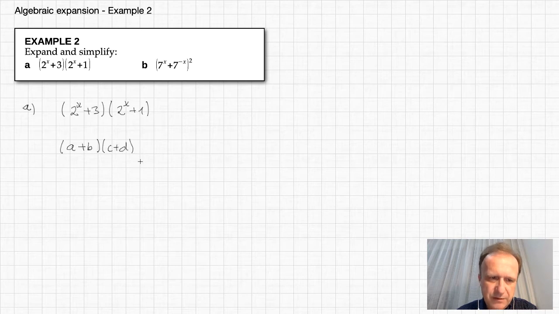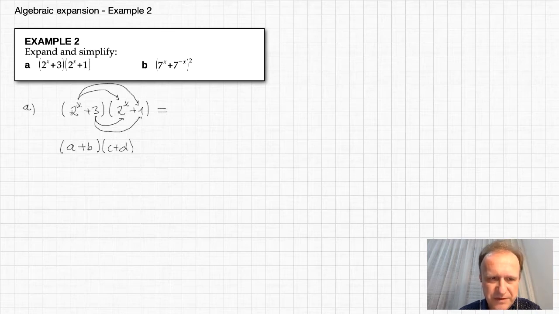Well, you can forget about the formula, of course, if you remember the basic idea behind it, and it was that you have to multiply the first term of the first bracket by the first term of the second bracket, then the first term of the first bracket with the second term of the second bracket, then the second term of the first bracket with the first term of the second bracket, and finally the second term of the first bracket with the second term of the second bracket. So this is what we are going to do.